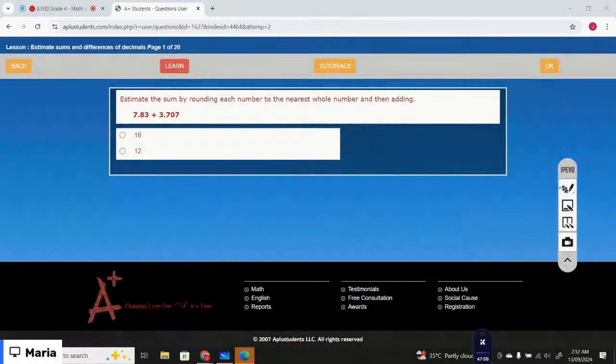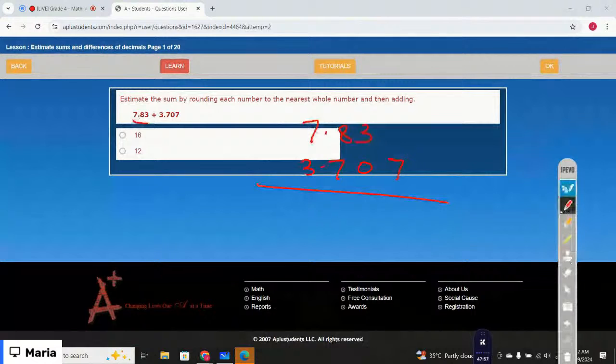7.83, right? So you can round this 7.83 to 8 because the digit after is greater than 5. That means you need to round up, right? And 3.7 is rounded off to 4. So you need to add them. 8 plus 4 is 12. The correct option is 12.